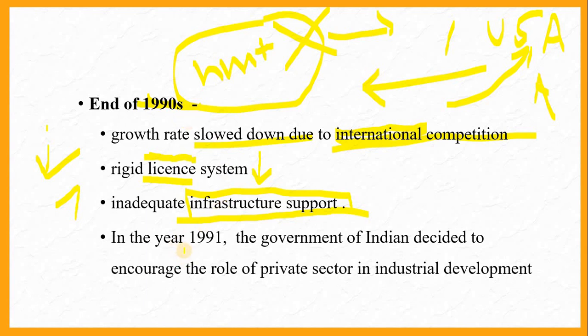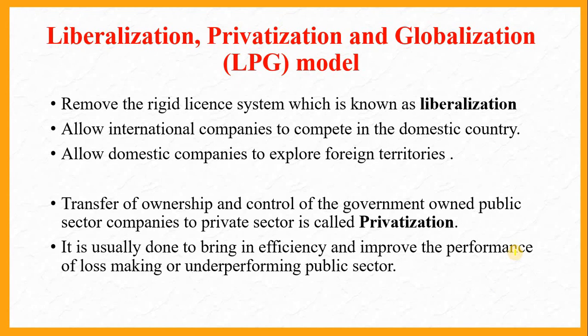So therefore what happened in the year 1991? Government decided enough is enough. We have to encourage the private sector. Government by itself will not be able to produce good products and lead industries. They encouraged the private sector, private companies. So therefore they came up with this model called liberalization, privatization and globalization.